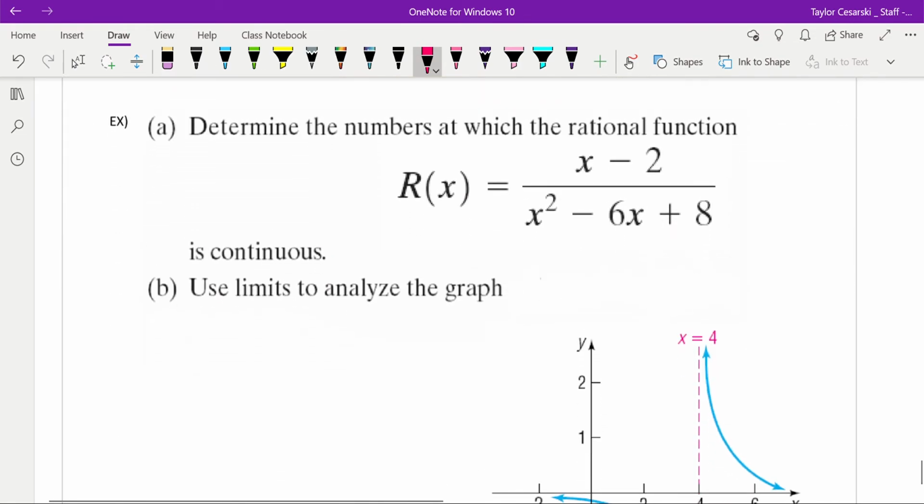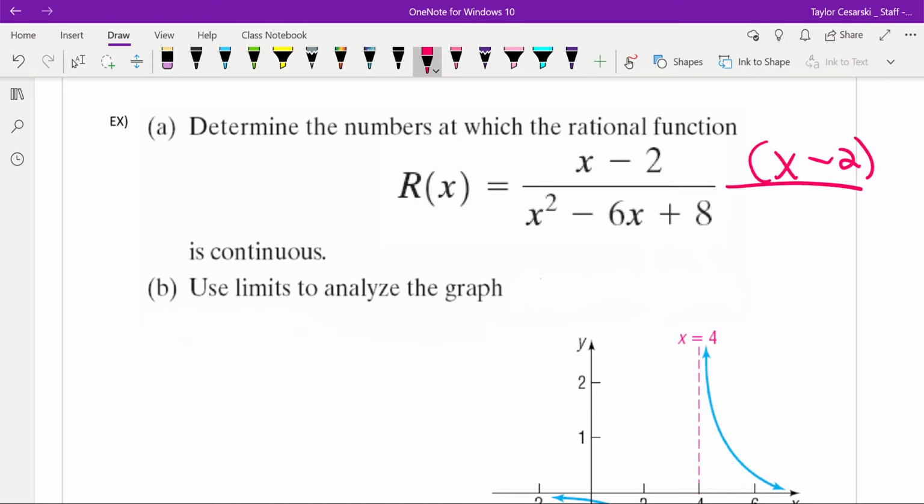Okay? Alright, so we did this a little bit back in our rationals unit, because you can see this right here is a rational function. So we're going to determine which numbers it's continuous at and then use limits to analyze the graph. So the first thing I'm going to do is just factor this.